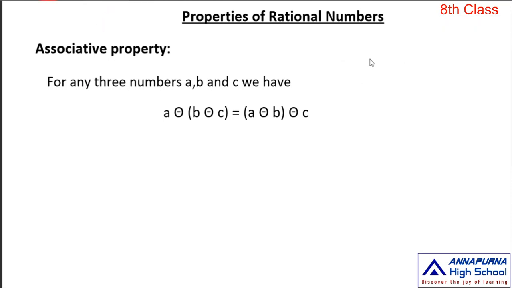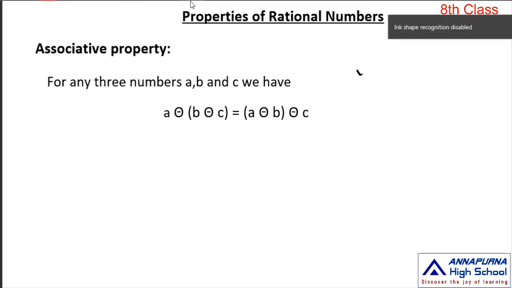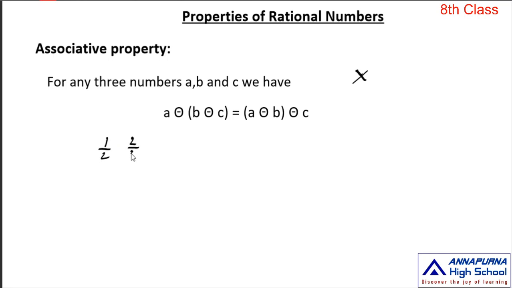So instead of subtraction, let us take multiplication operation. And with respect to the multiplication operation, does the collection of rational numbers satisfy the associative property or not? Let us verify that. Choose any three rational numbers, 1 by 2, 2 by 3 and 3 by 5, and multiply these three rational numbers in the first order. Multiply the last two and then multiply the first one to the result. So 1 by 2 into 2 by 3 into 3 by 5.